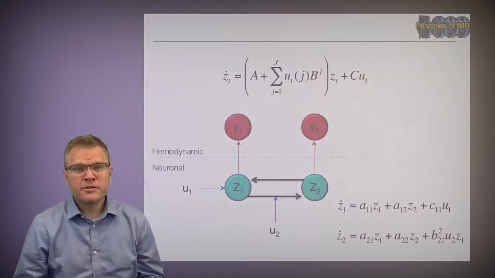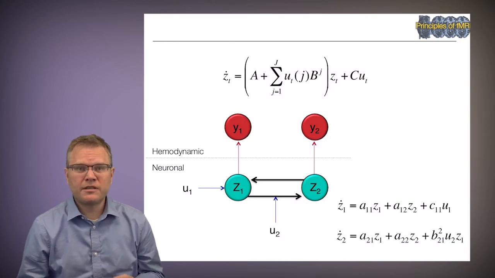So we can see how these equations work by looking at our simple example again. So if we do this, we see that this bilinear equation can be written in the following form. So here we see that changes in the neural activation in the two regions 1 and 2 depend on the neural activations in the regions at the current time point, Z1 and Z2, and also on the inputs U1 and U2.